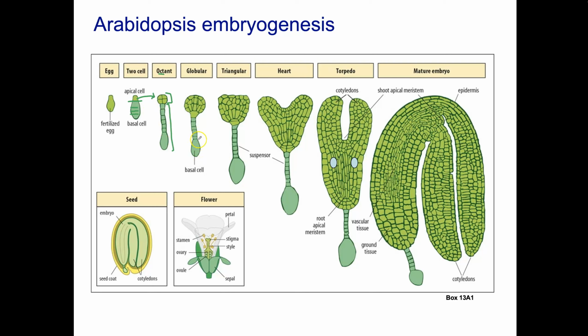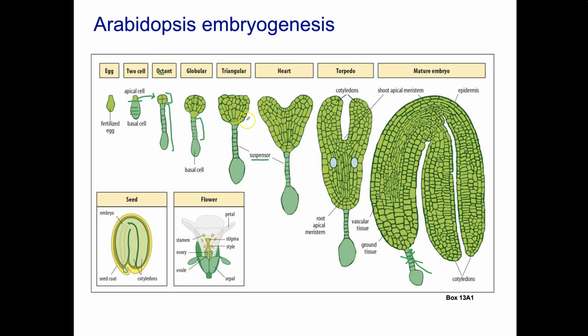The basal cell continues to be specified as basal, and this tissue keeps dividing to form the suspensor. The suspensor is a supportive structure. Once the mature embryo is fully grown, the suspensor gets crushed and obliterated. But it is the source of nutrition for the growing embryo and support for the structure.